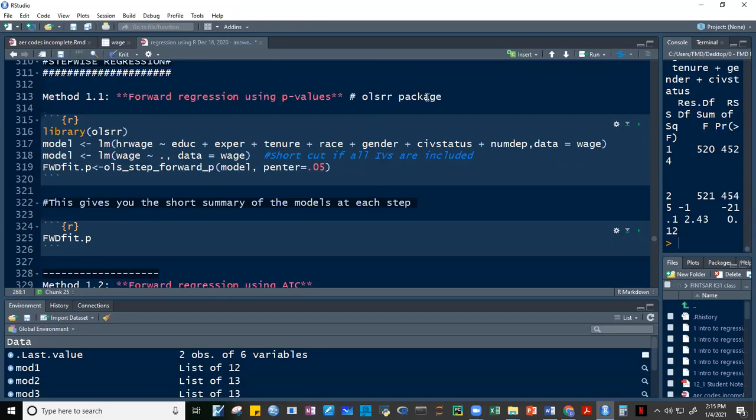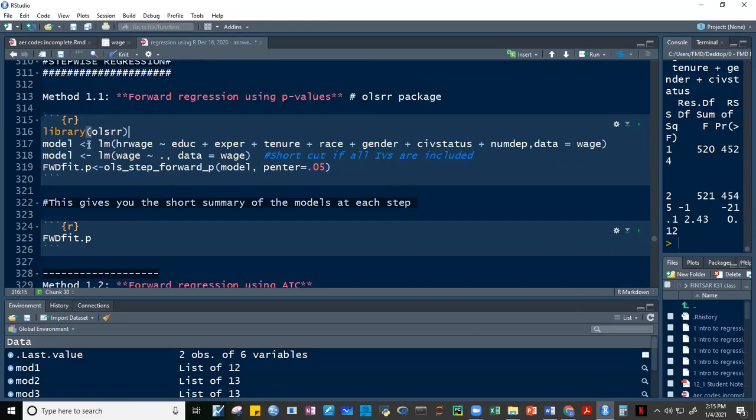Ipakita ko lang sandali, it's already time. Pakita ko lang sandali itong OLSRR. We'll finish this next meeting. Ito, guys, yung mas mabilis, no? Kaysa yung nagmamanual tayo. So we're going to use this OLSRR package. Okay, although nagawa na natin ito kanina.